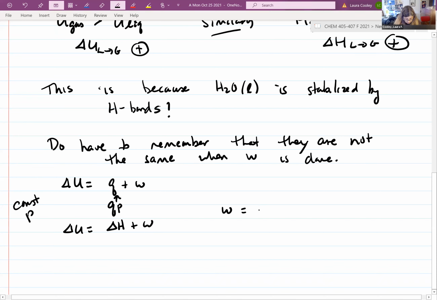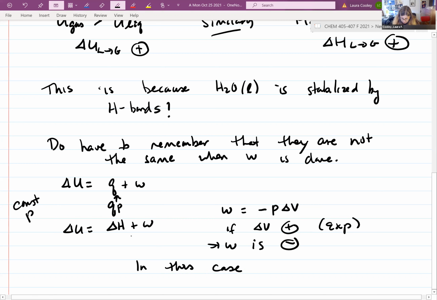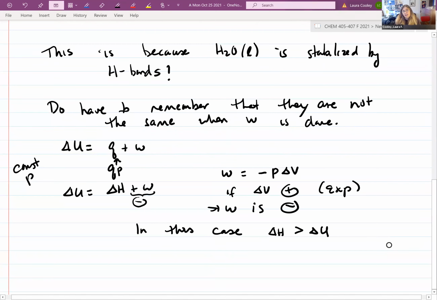Work is basically minus P delta V. It's a special case, but what you could see is that if the delta V is positive, that's an expansion, then the work is negative. And in this case, you're adding something negative to the delta U to get delta H, so delta H would be greater than delta U. So U will be smaller than H. Okay. If there's no work done, then they're the same.